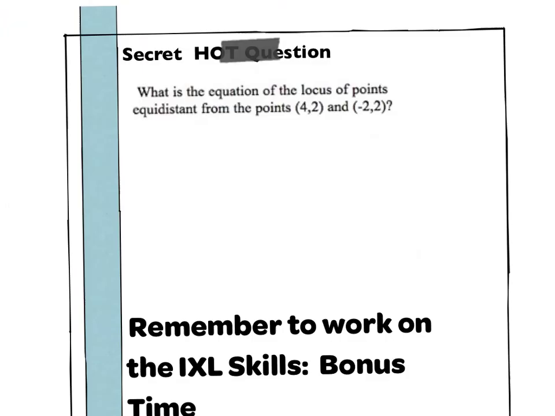Last but not least, here is your secret hot question. What is the equation of the locus of points equidistant from the points (4, 2) and (negative 2, 2)? Quick hint here: graph these points. It will help you figure out how to do this problem.